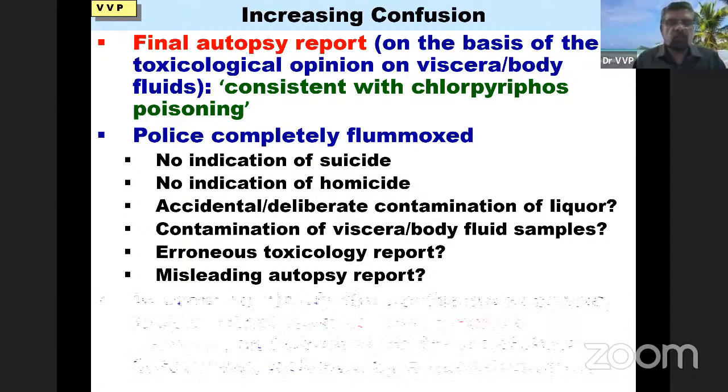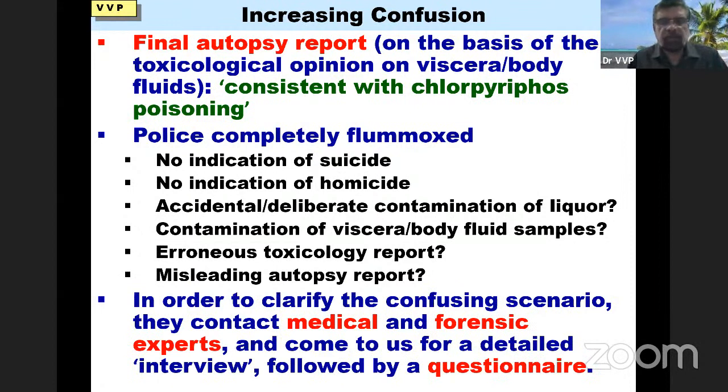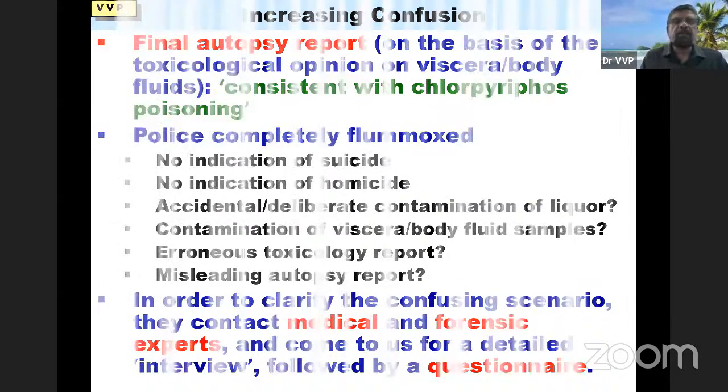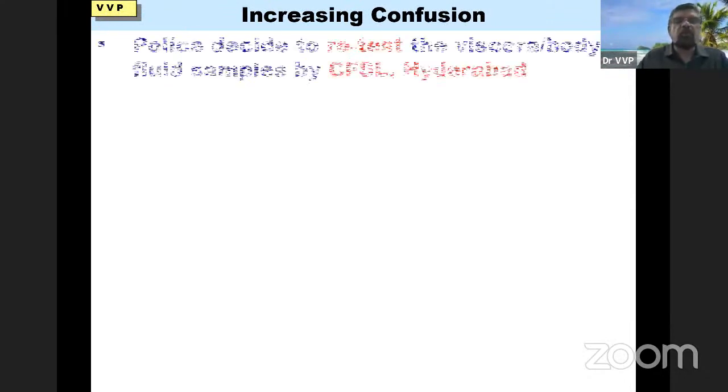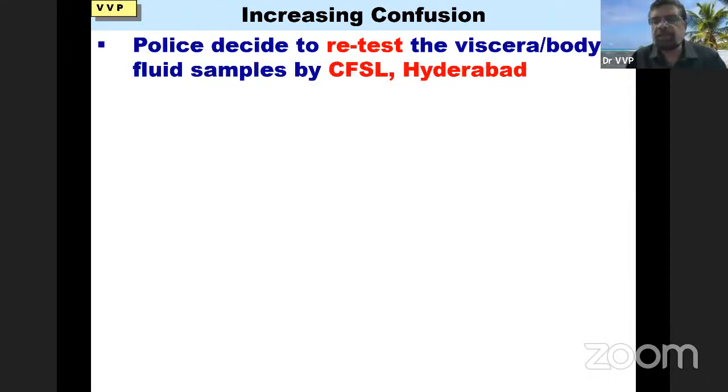And the police came to us and also went to other medical and forensic experts with a lot of questions. We were also interviewed by the police, quite a lot of grilling we faced, and we answered all their questions to the best of our capacity. And still, there was no solution in sight. So finally, the police decided, why not go for a third kind of test and hope to resolve it as to what it could be.